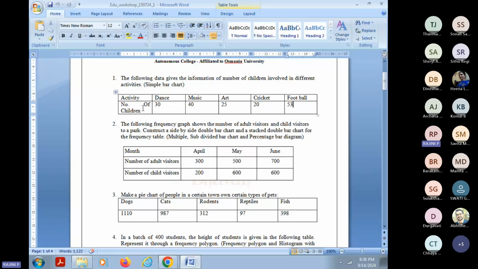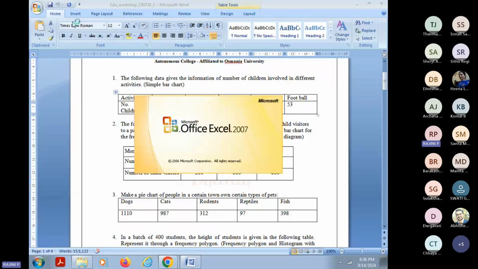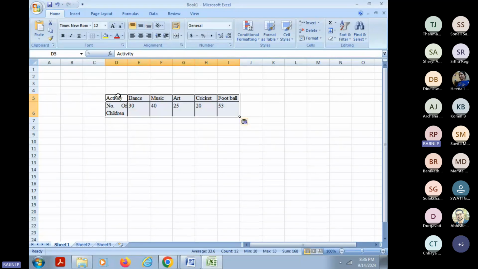Remember, so what is it? Number of children, 30 members. That means it is a frequency. 30 children are there in dance, 40 children are there in music. So this is called the frequency. Understood? So whenever you have data like this and somebody asks you to represent it using a simple bar diagram, what do we need to do? I'm copying this data and going to MS Excel and pasting it here.